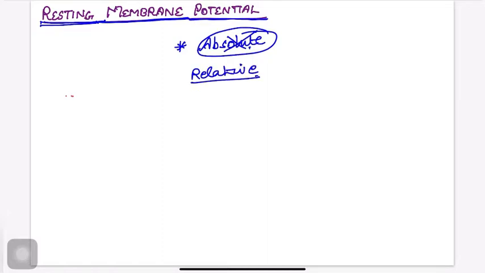We should be clear that resting membrane potential is not an absolute value. It is just a relative value, which means it just tells how far the interior is negative when compared to the outside. It gives the relative negativity value when comparing interior and exterior. So resting membrane potential is a relative value.